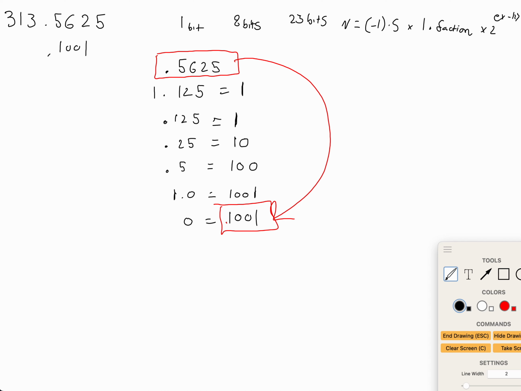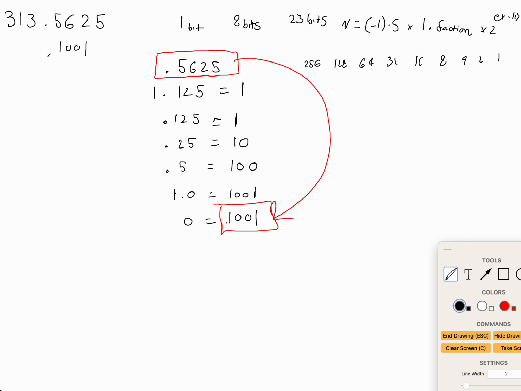We need to convert 313 into binary. So the way I'm going to do this is the lazy way. You can build out, right? 1, 2, 4, 8, 16, 32, 64, 128, and in this case, 256.